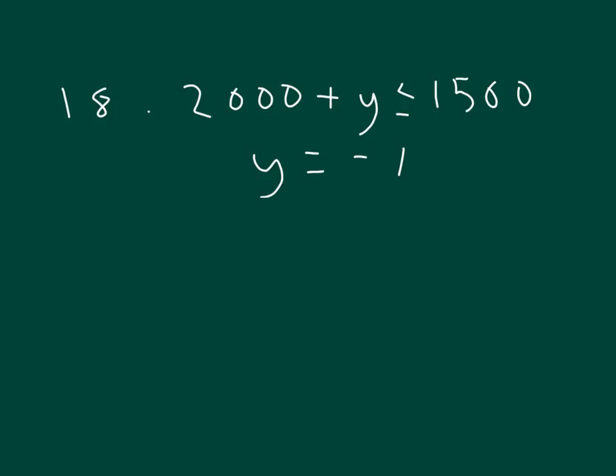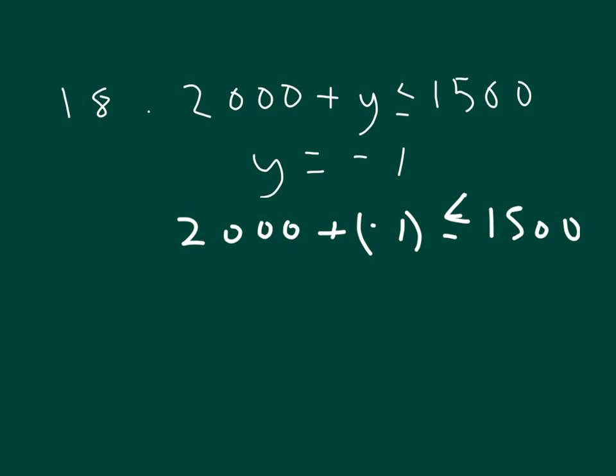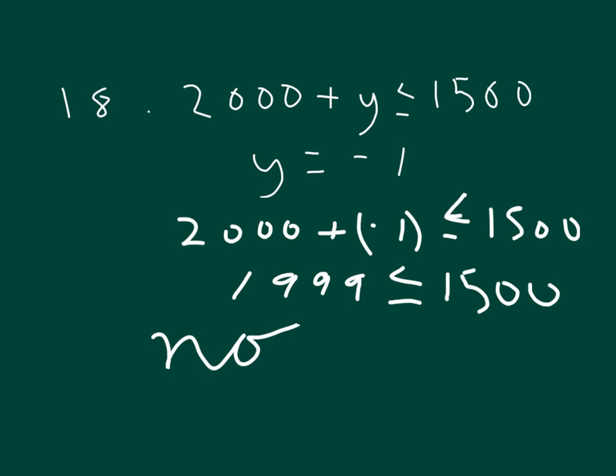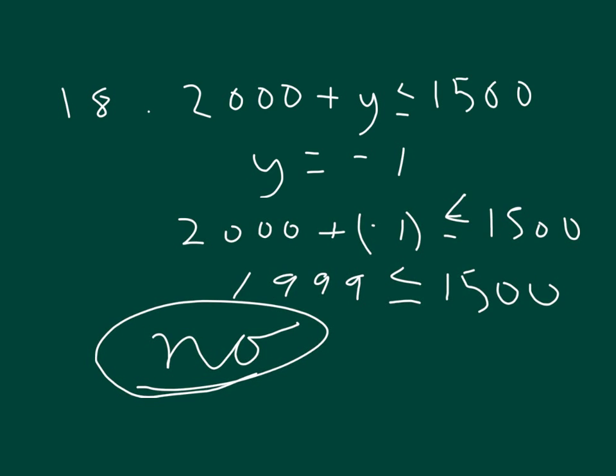2000 plus y is less than or equal to 1500. There are certainly some values for y that would make that true. Is -1 one of those? 2000 plus -1, put that in parentheses to separate the addition symbol from the negative sign. Less than or equal to 1500. 2,000 positives and 1 negative leaves 1,999 positives, which is not less than or equal to 1500. But beware. Just because everything on the practice test was no does not mean that everything on the real test is no. Probably not. You'll just have to do each one of them individually and figure it out.